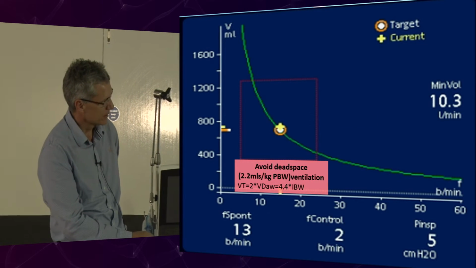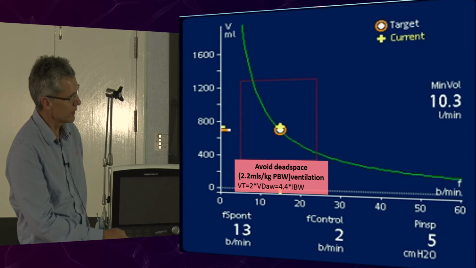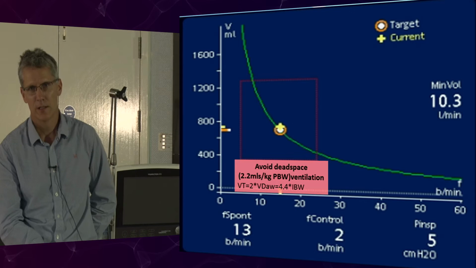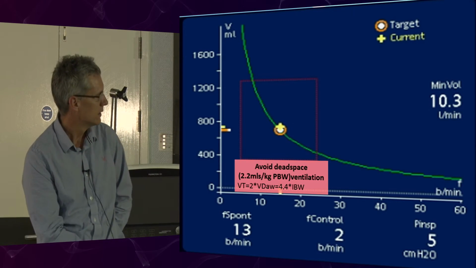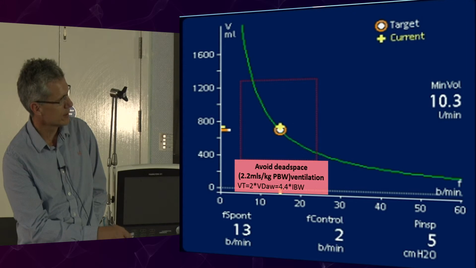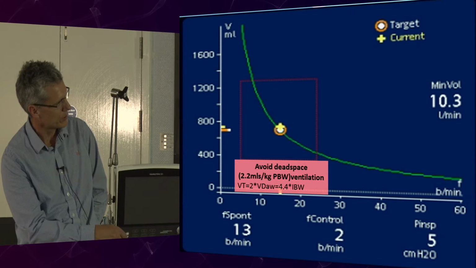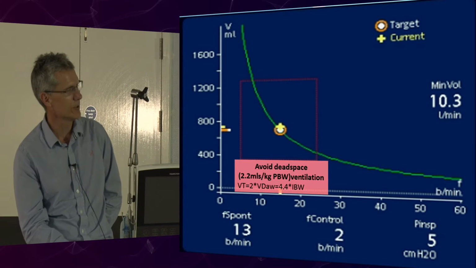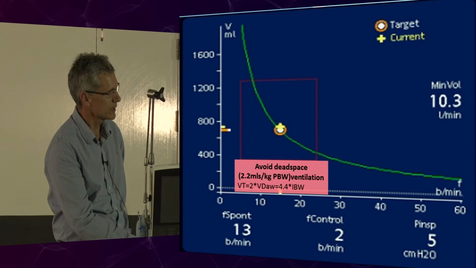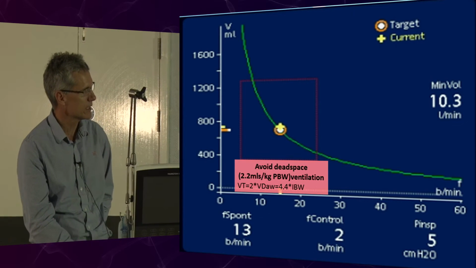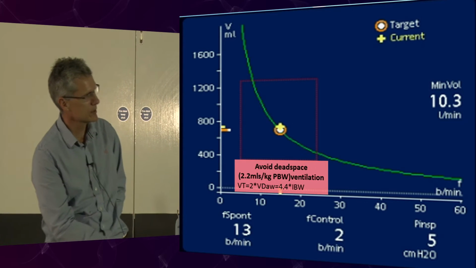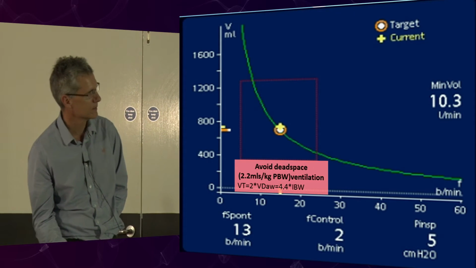Okay? So the bottom is 4.4 times the ideal weight that you put in. So the only way you'll adjust the height of this lower part of the square is to adjust the patient's height. Yep. And this is just to avoid dead space ventilation. Okay. 4.4 is probably a little bit too much, but this is what the algorithm is.